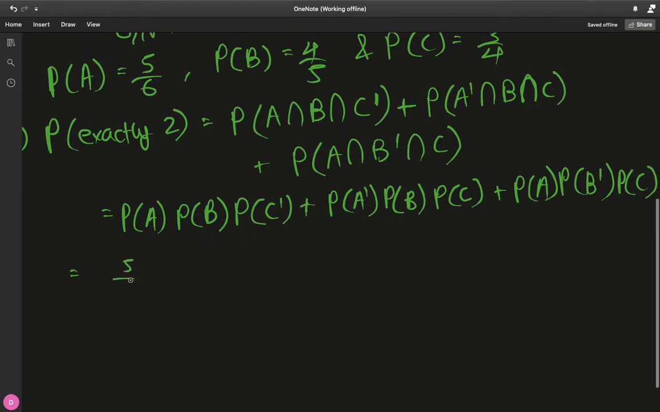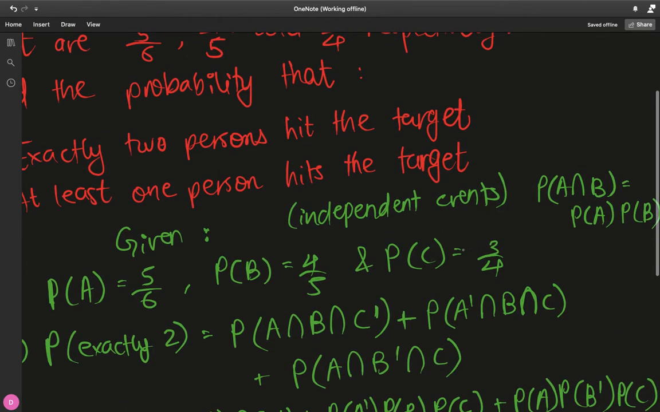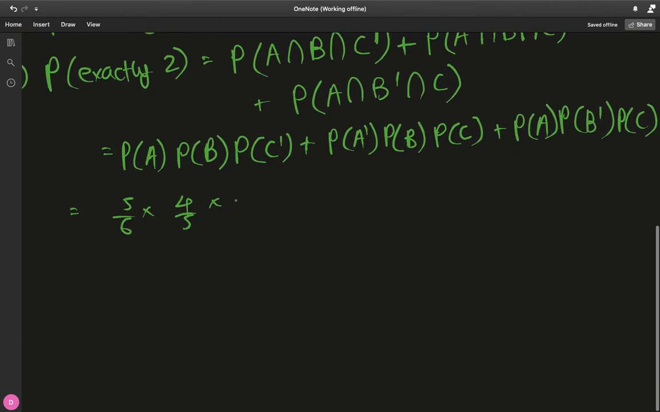We have 5 over 6 times 4 over 5 times 1 minus 3 over 4. C complement is 1 minus the probability of C, which is 1 over 4, plus A complement is 1 minus 5 over 6, which is 1 over 6, times 4 over 5 times 3 over 4, plus 5 over 6 times, this time 1 minus 4 over 5, 1 over 5, times 3 over 4.